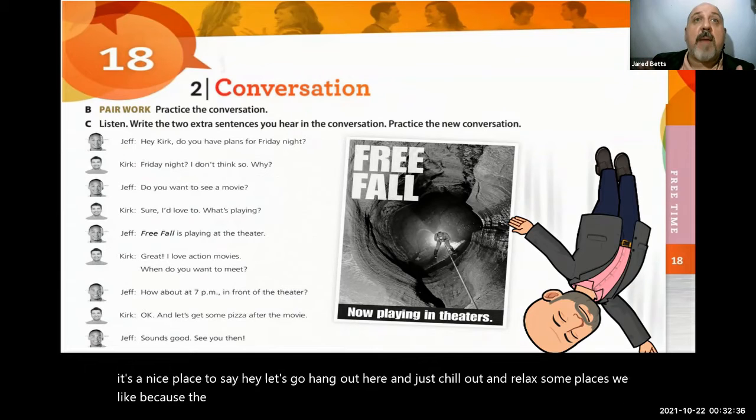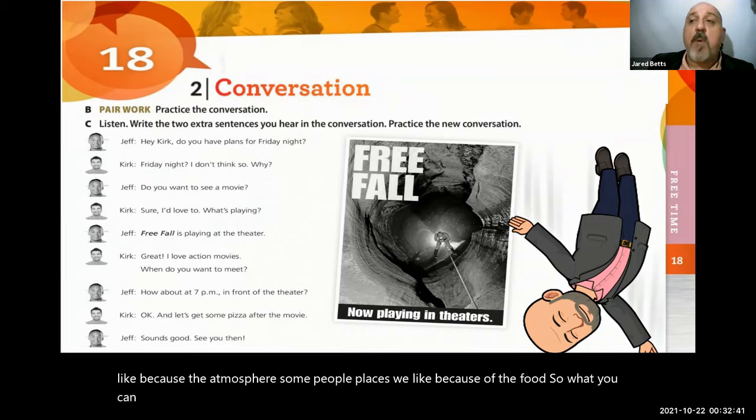Some places we like because of the food. So what you can find, go enjoy some time with people. I said we'd talk on the other side.